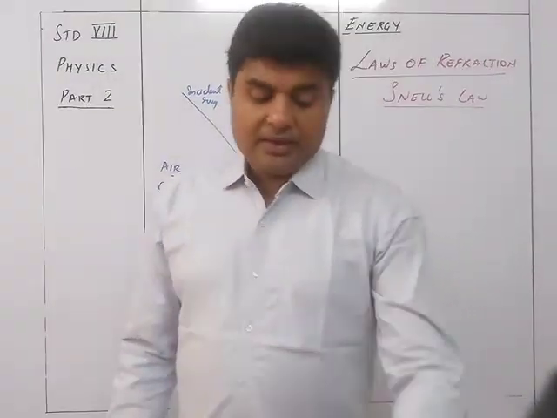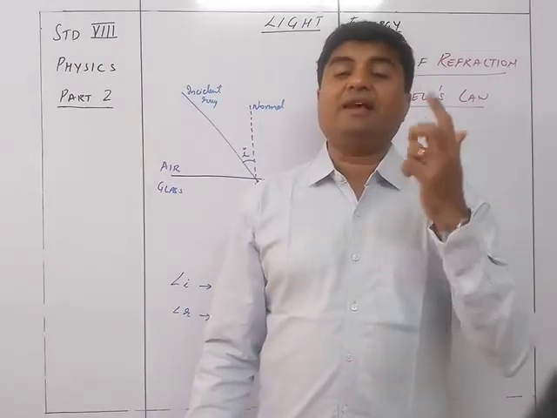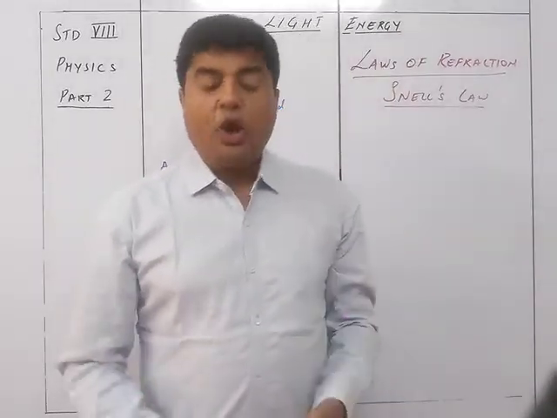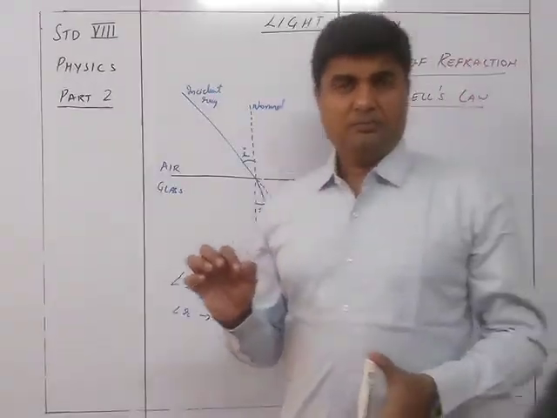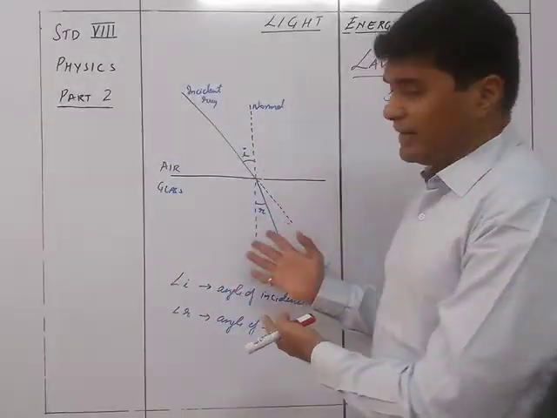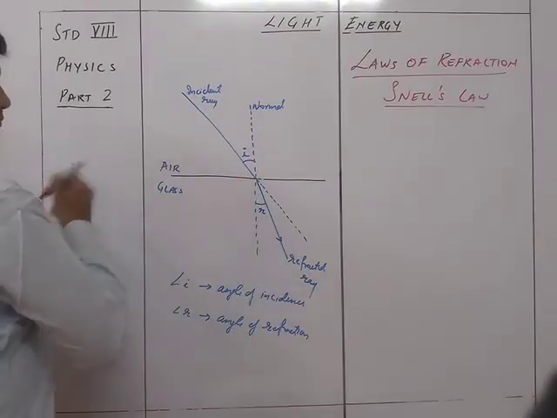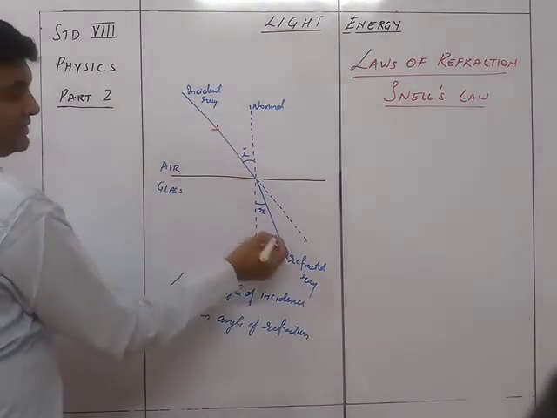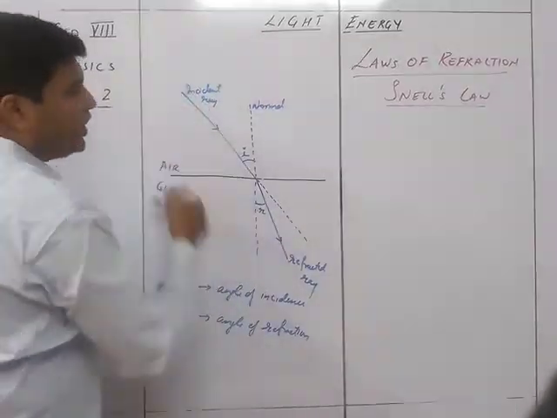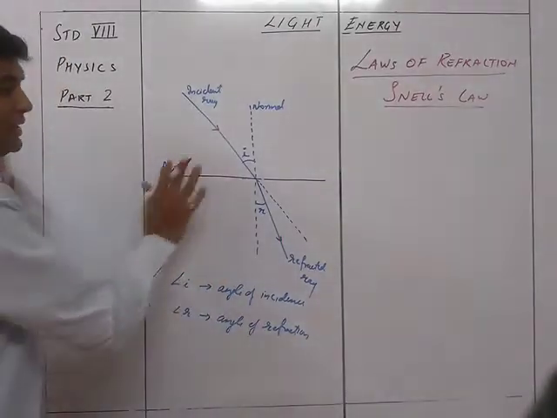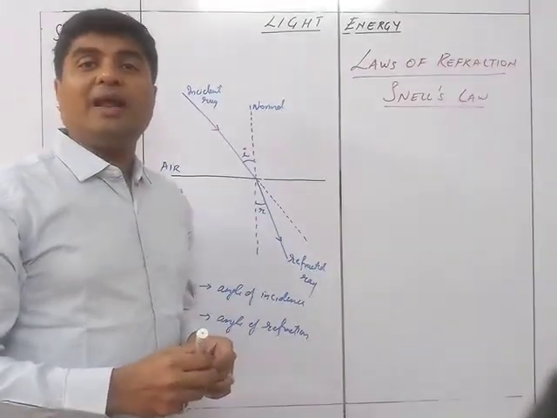First one, the incident ray, the normal at the point of incidence, and the refracted ray all lie in the same plane. And there is a reason I am able to draw them like this. You can see that this is the incident ray, this is the refracted ray, this is the normal. All of them could be easily drawn on the page, on the board. That's why they all lie in the same plane.